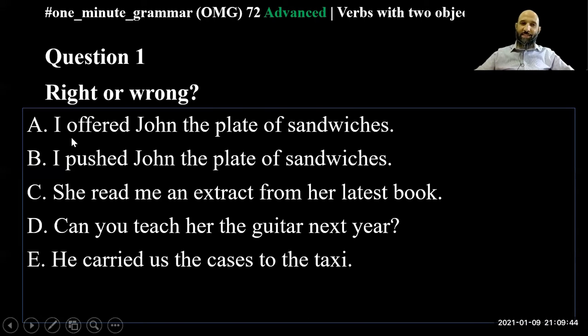So as my friend said, I offered John the plate of sandwiches. So offered, and then John, the indirect object. So this follows the rule. That's fine. Now look at the verb push. Push is one of the verbs that doesn't follow the rule. So it'd be wrong to use what? The indirect object after it. So you have to use the direct object and then the indirect object.